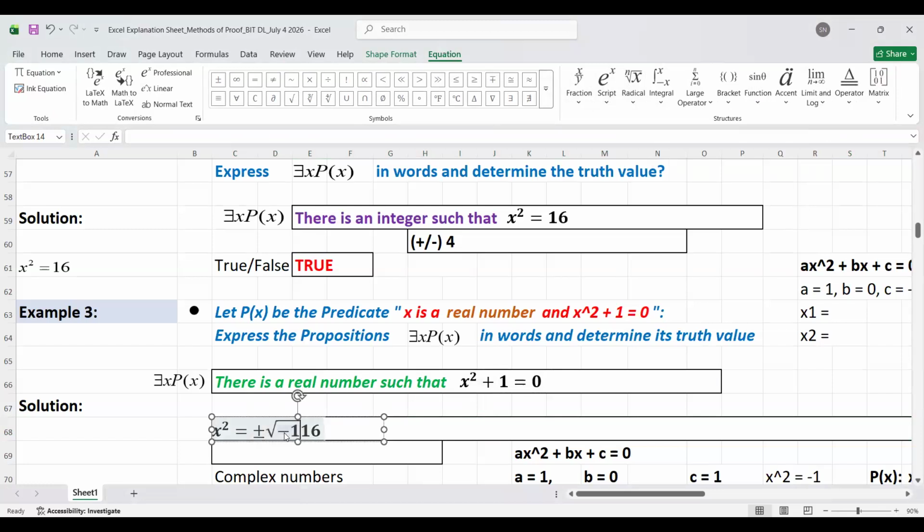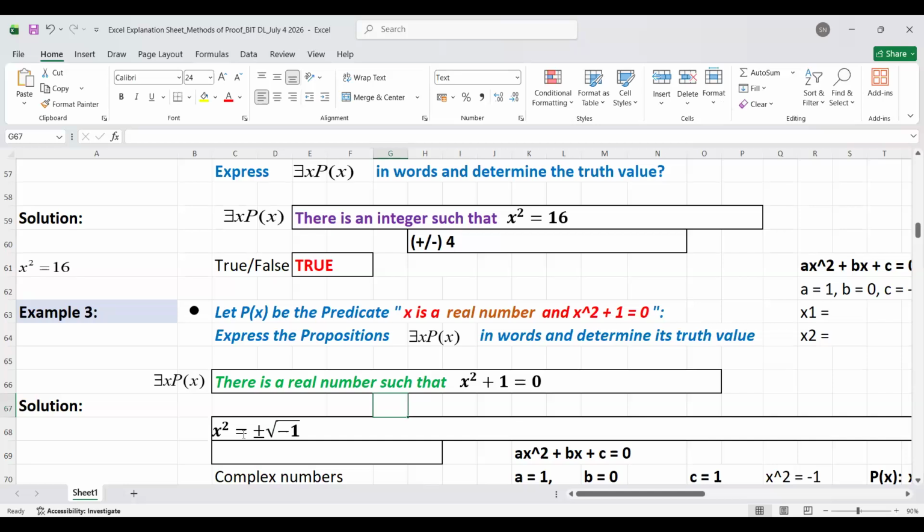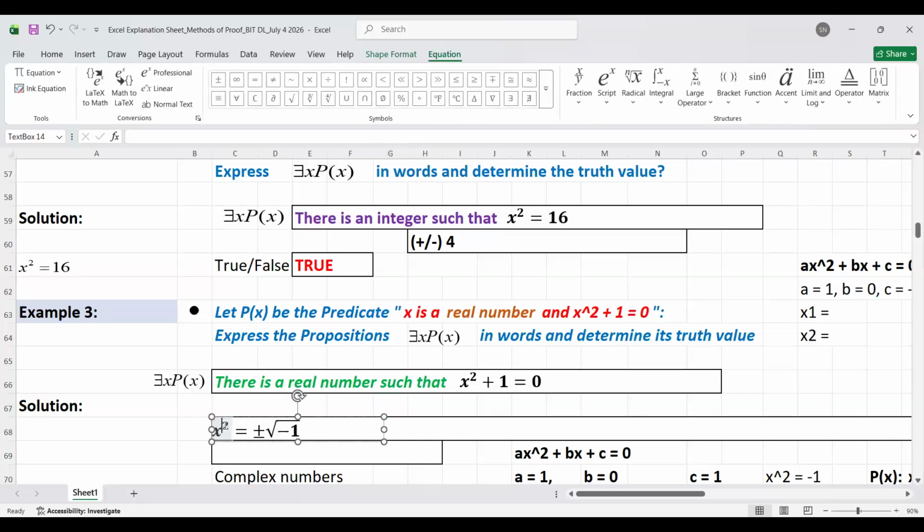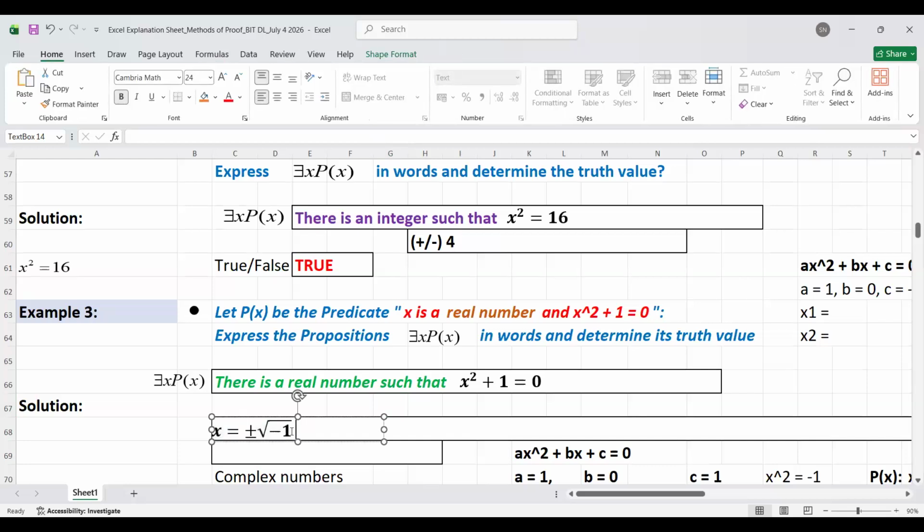Now, on the calculator, can you find the square root of negative 1? Sorry, it's not x squared, it should be x. We are finding the square root. So x will be equal to plus or minus the square root of negative 1. Can you find the square root of negative 1? Is it possible? No, sir. It will give you math error. So what can we do?